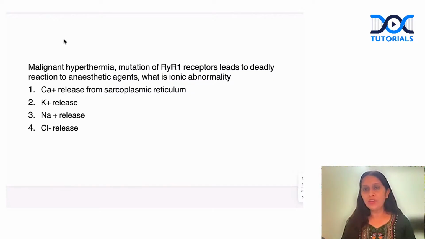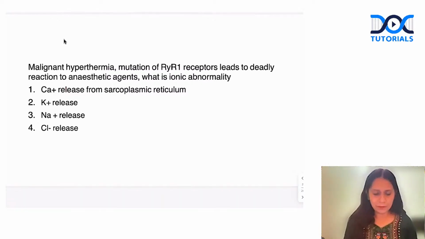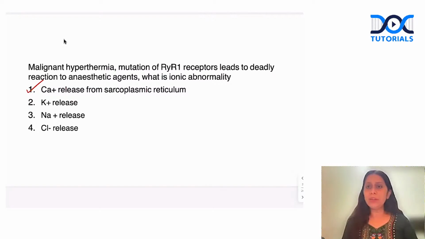So I always teach that malignant hypothermia is a pharmacogenetic disease: when someone has a particular gene, and they're exposed to some anesthetic agent, it gets triggered. And when it gets triggered, there's a massive calcium release from the sarcoplasmic reticulum, and this increased calcium release causes the metabolism of the patient to become twice, thrice the normal. All the clinical features are because of this metabolic storm which happens in the body. So this time they had asked about the ionic abnormality, the first line which we used to discuss. And the answer is the calcium release from the sarcoplasmic reticulum.